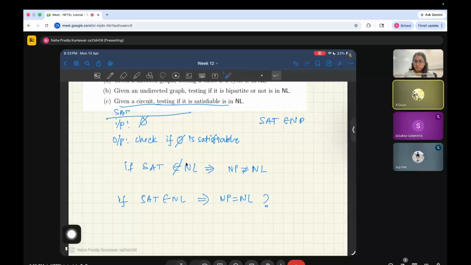Just because one problem is there in NL, all those problems which are there in NP are at least as hard as the satisfiability problem is. So if that NP complete problem itself belongs to NL, then all those problems can also be solved, would also belong to NL. And that would mean that if SAT is an element of NL, then NP would be a subset of NL.